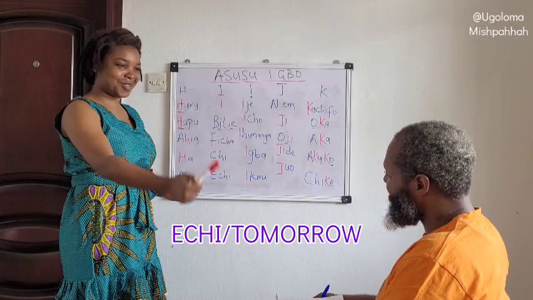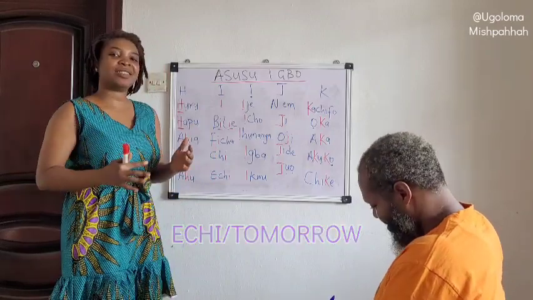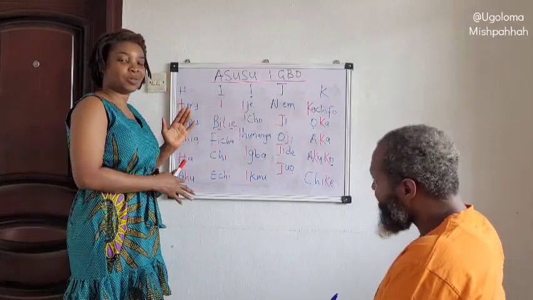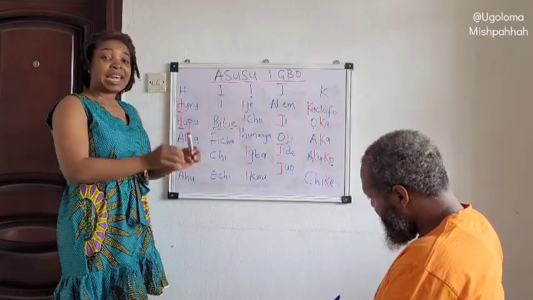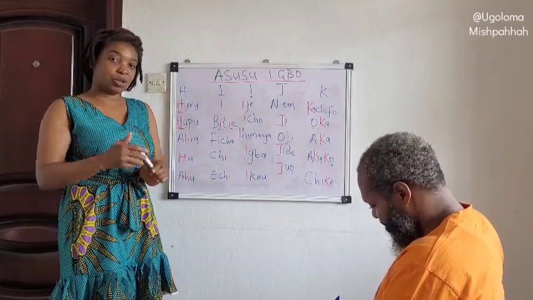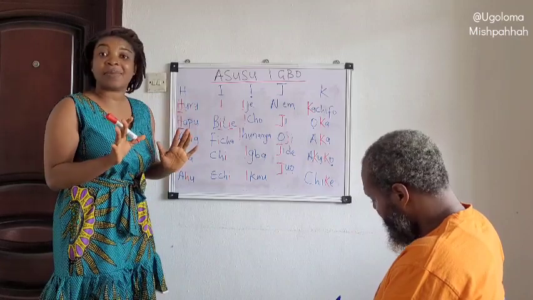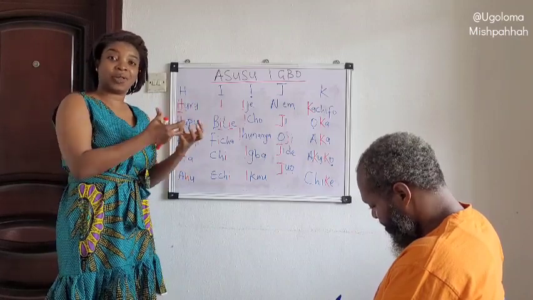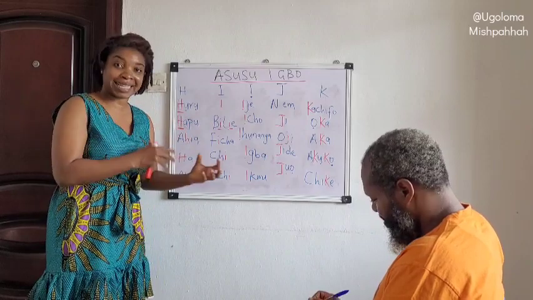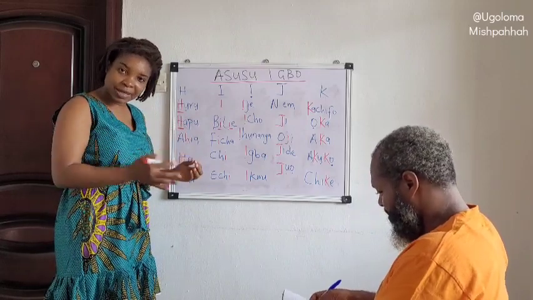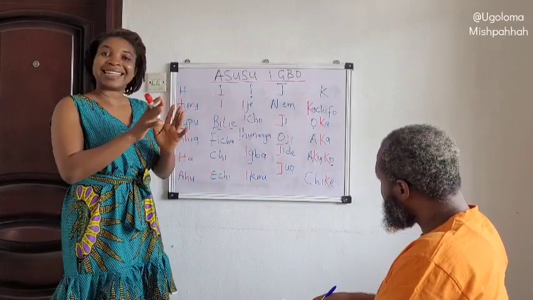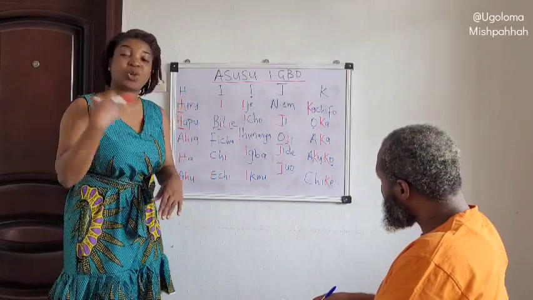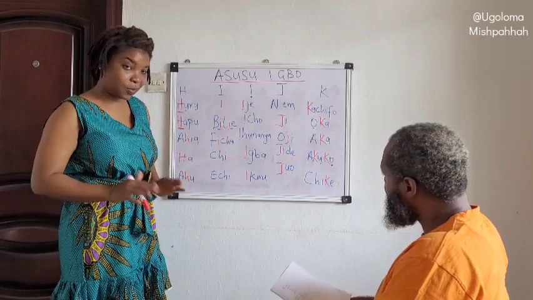Echi, tomorrow. Now, the reason why I give you the meanings of these words is to build your vocabulary. If you can, write down the word and write down the meanings of the word. By the time we finish all the alphabets, you will have a lot of vocabulary to start forming sentences. When we start forming sentences, it will help you. So just write down the word and its meaning, but don't stress yourself trying to remember all the meanings now, okay?